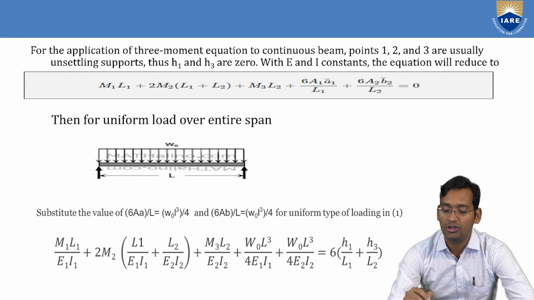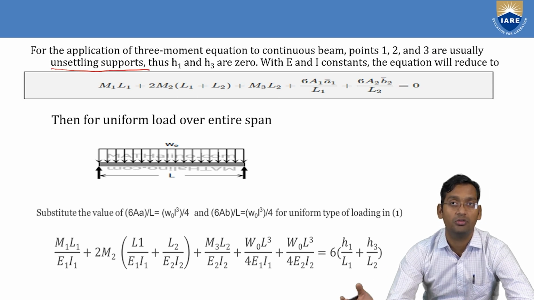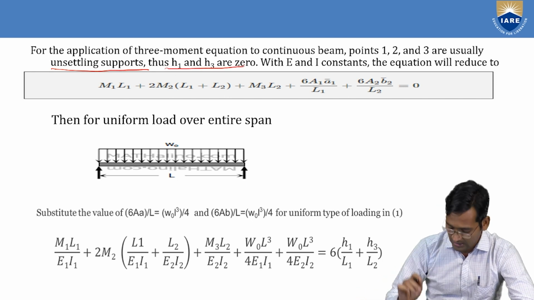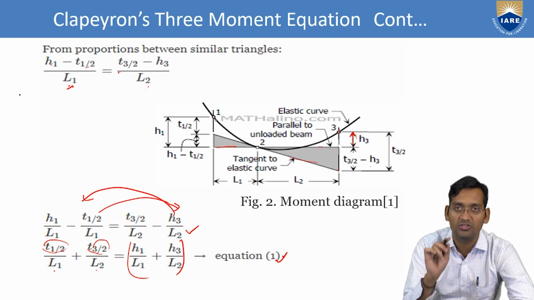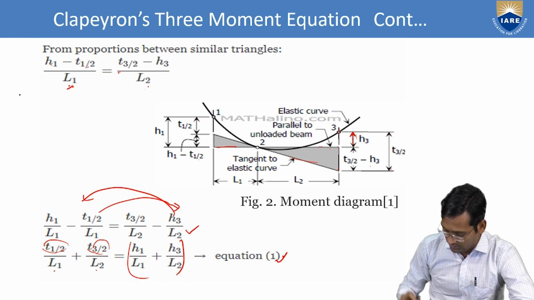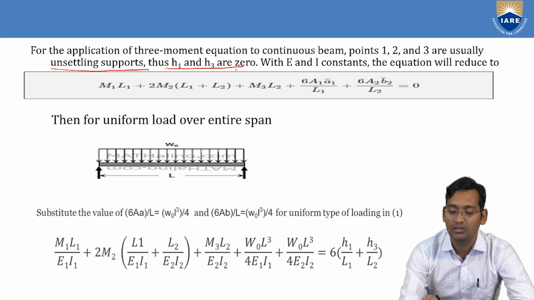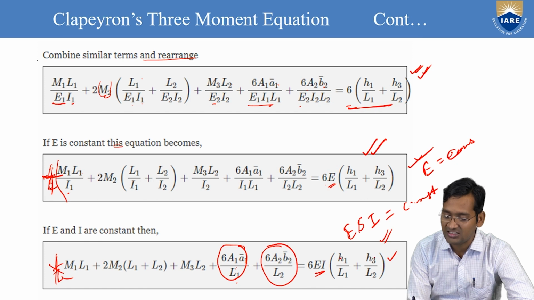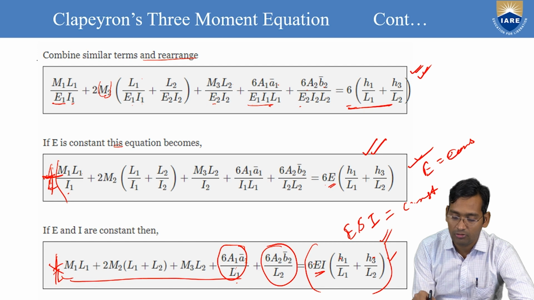For the application of the three moment equation, for a continuous beam, points 1, 2 and 3 are usually unsettling supports. Unsettling support means what? That there should not be any settlement. Thus H1 and H3 are 0. In the figure itself we can say unsettling support means that gap should not be there. Hence H1 and H3 are 0, which means the right side term totally becomes 0.